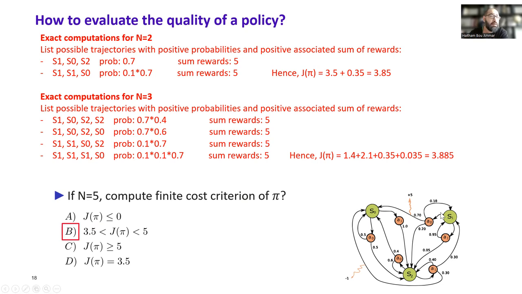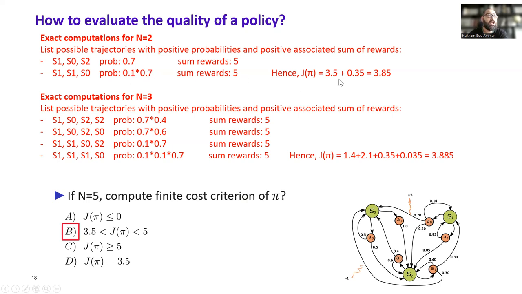So I can go to S1, then go back into S1, so S1, S1, and then go to S0. In that case, the probability of going from S1 back to S1 is 0.1. So that's this transition. And the probability of going from S1 to S0, that's this transition, which is 0.7. And the sum of rewards you would get here, because you actually made the transition from S1 to S0, is actually plus 5.